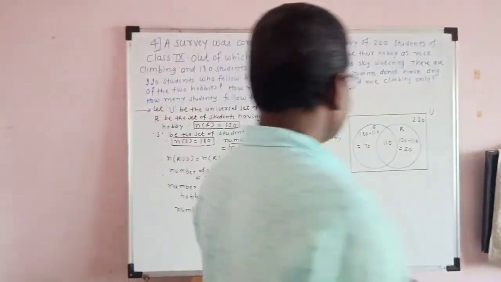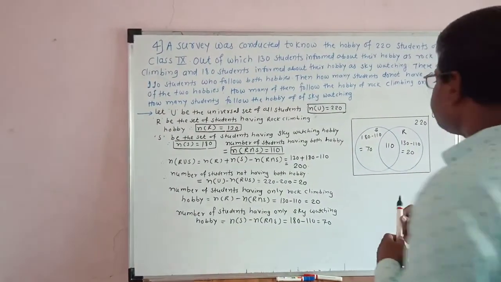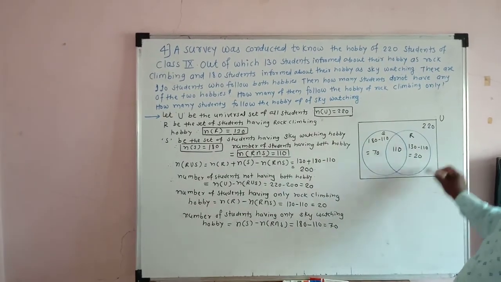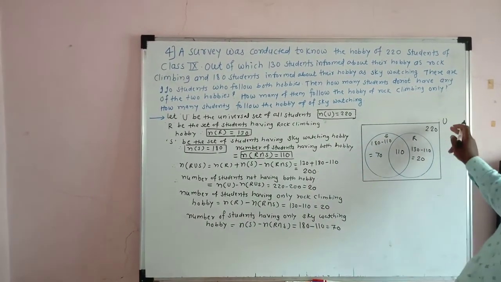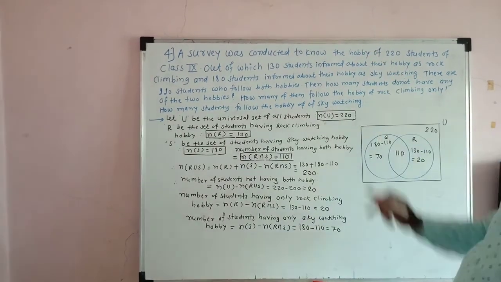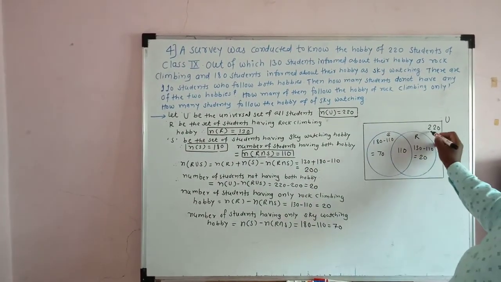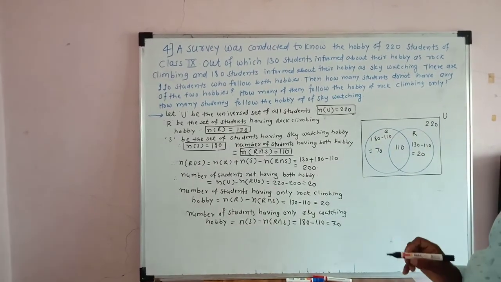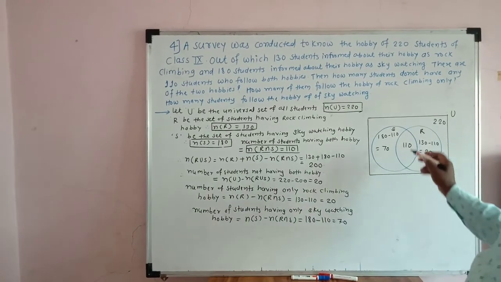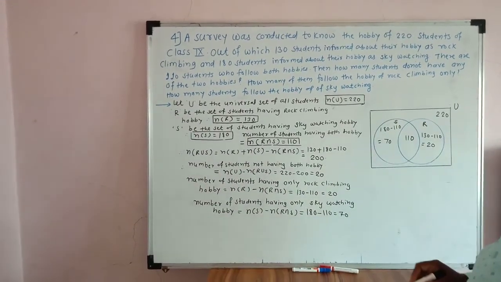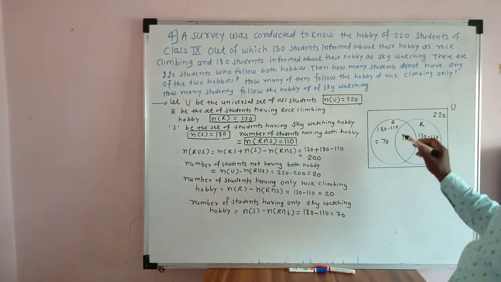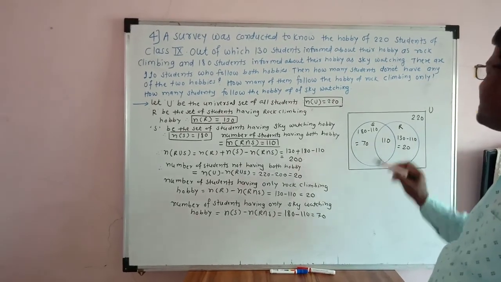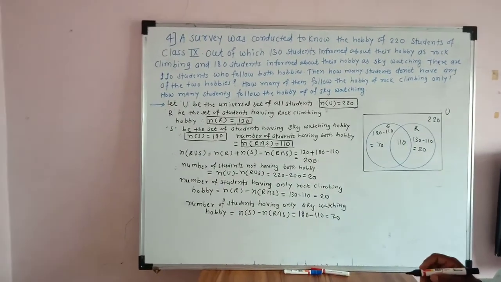This can be shown by a Venn diagram. In this Venn diagram the rectangle is shown by the universal set. The universal set is nothing but the total number of students in the class, and that number is 220. Now this circle shows R, the set of students having the rock climbing hobby, and the second circle shows the set S. S is the set of students having the sky watching hobby, and the intersection of the two circles shows the number of students having both the hobbies.